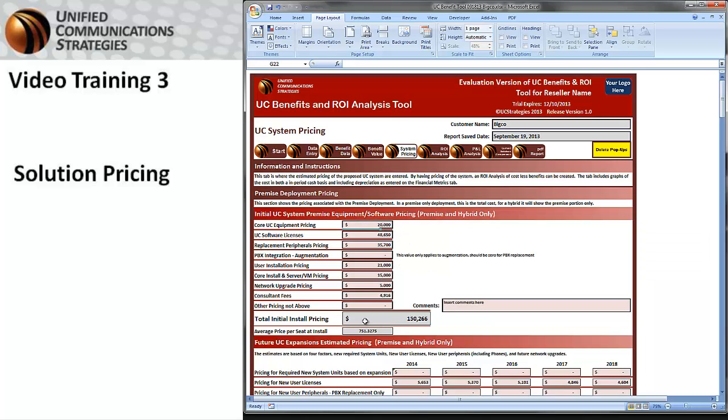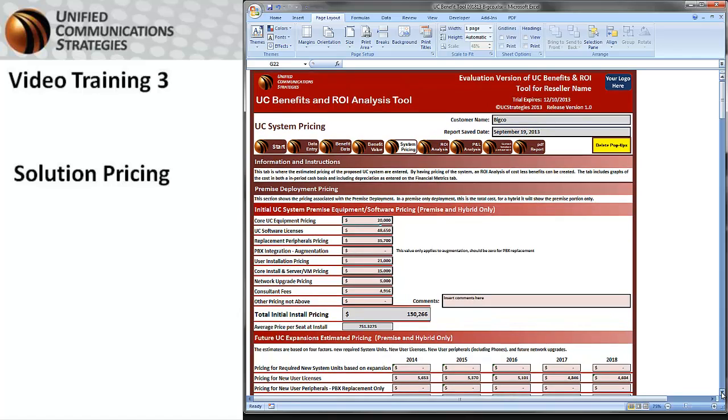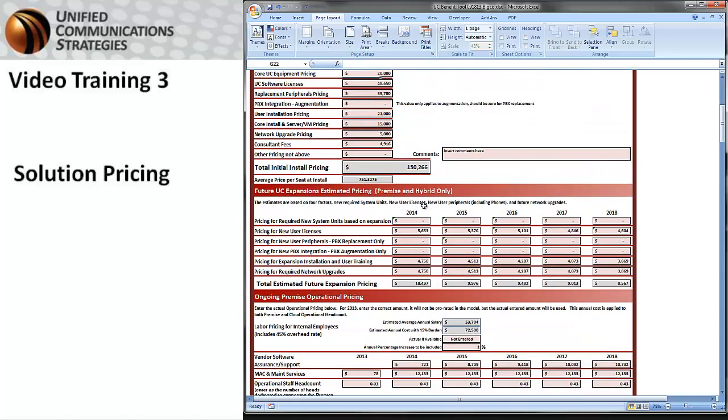Then the total here is the total install pricing, including network upgrade and consultant fees. And what you'll notice is that this is actually the price per seat. Now this looks relatively high, but that's because, remember, of our 550 users, only 200 were actually on the premise. So it's a fairly expensive solution for those small number of users on the premise for a typical complete UC solution.